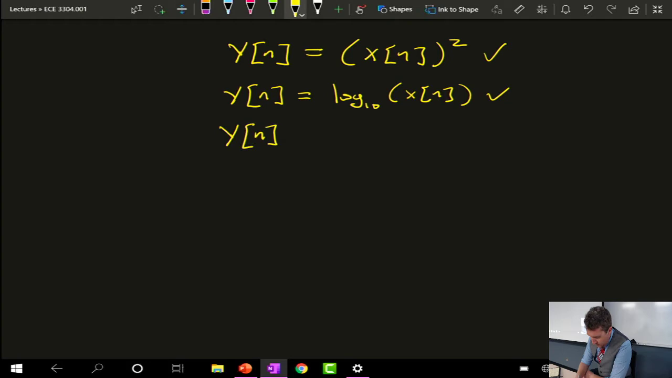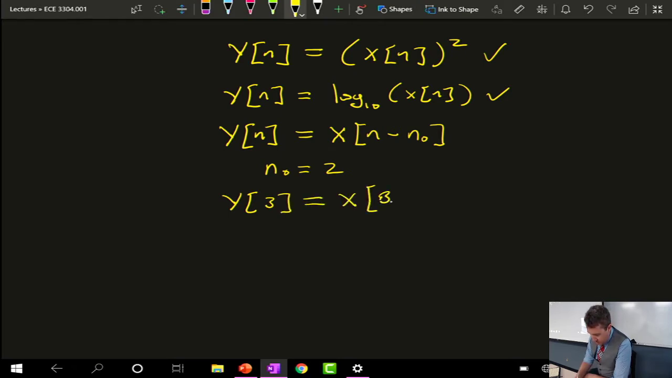If it had x of n minus n naught though, would that be memoryless? Check this out, the delay system, the very first one we talked about: n minus n naught. Is that one memoryless? No, because the output at n is dependent on an x of n that's getting shifted. If n naught was equal to 2 and we asked for 3, we would actually get x of 3 minus 2, which is x of 1. Since we asked for 3 and got 1, not memoryless. So that's memoryless. Does that make sense?